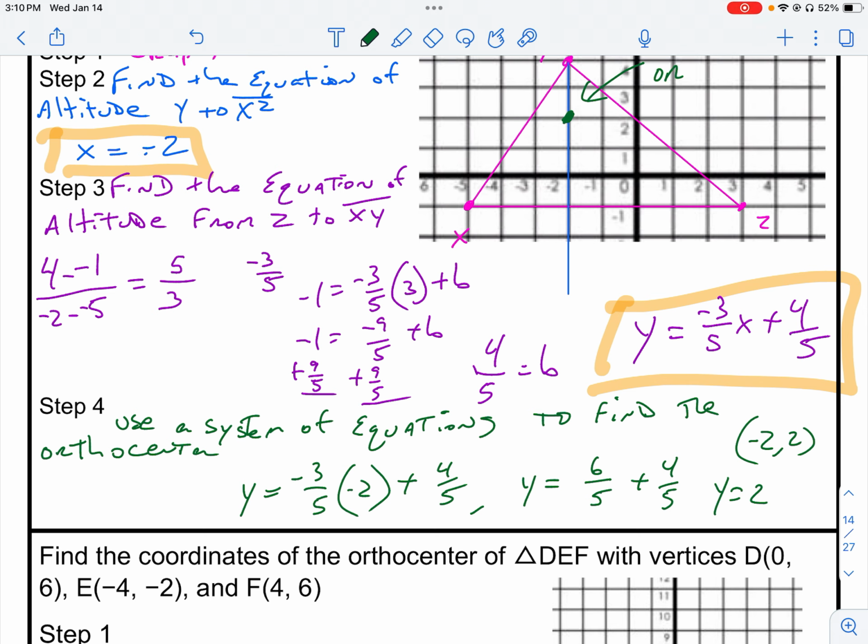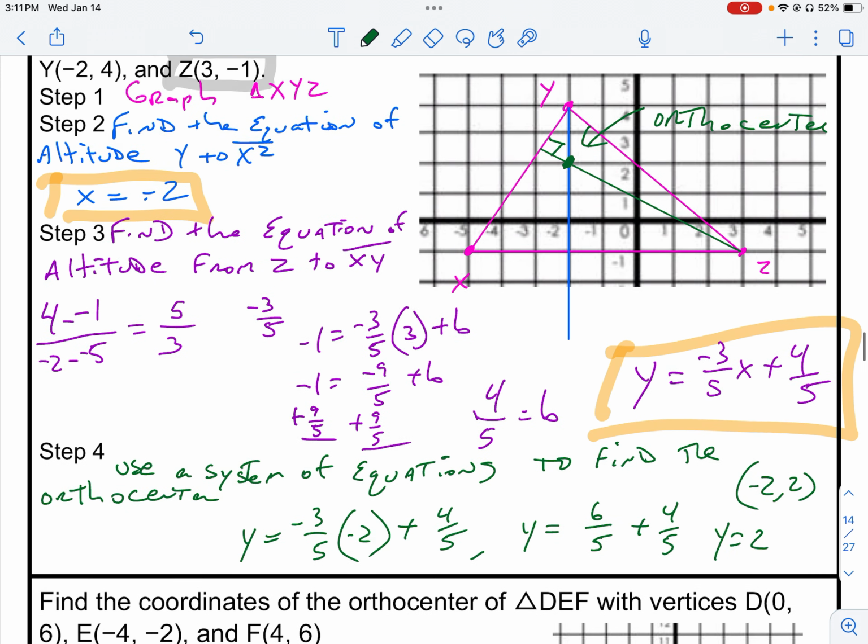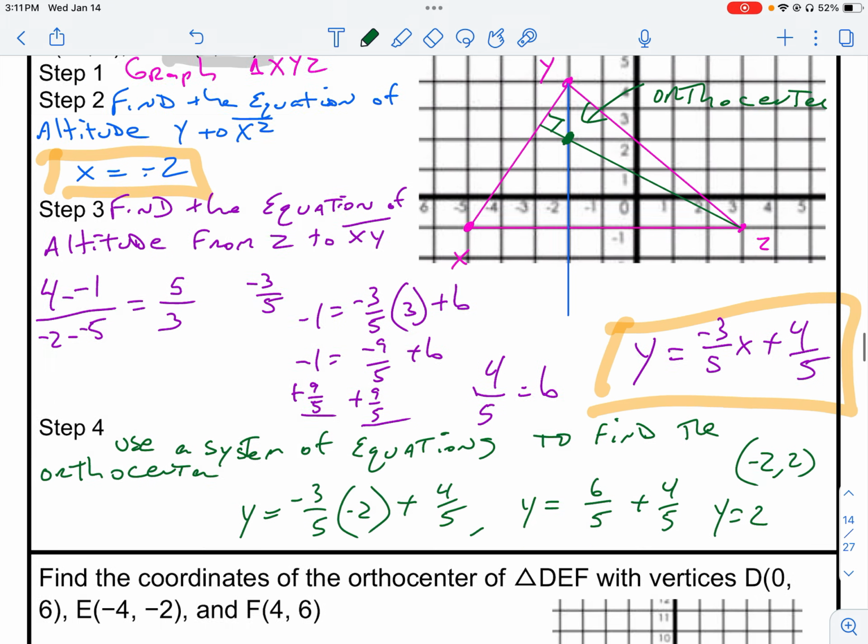Right there's my orthocenter. And so my altitude from z to xy is right there. And go ahead and find the altitude from x to yz, plug it into the system of equations with x = -2, and see if you don't get the same answer. Spoiler alert, you will.